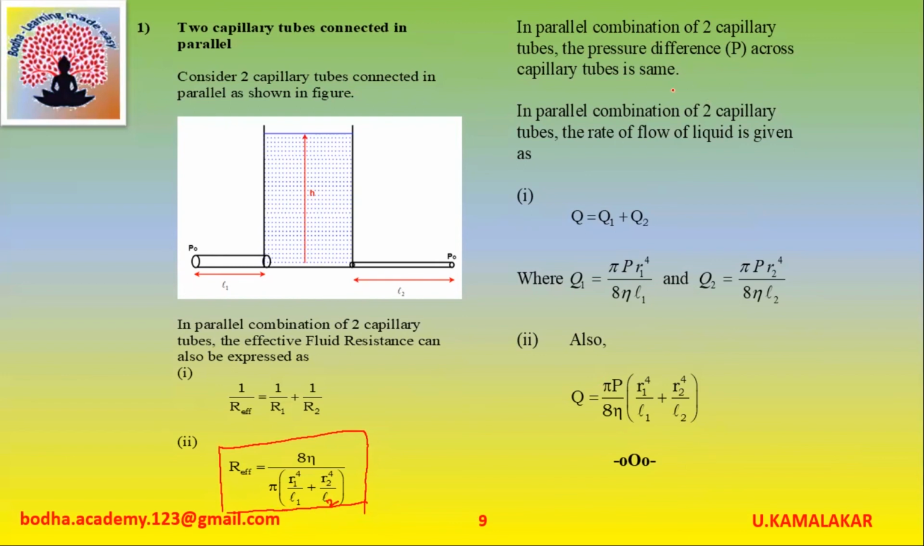In parallel combination of two capillary tubes, the pressure difference across capillary tubes is same. In parallel combination of two capillary tubes, the rate of flow of liquid is given as Q is equal to Q1 plus Q2, where Q1 is equal to pi P R1 to the power of 4 by 8 eta L1 and Q2 is equal to pi P R2 to the power of 4 by 8 eta L2. Also, the rate of flow of liquid Q is given as pi P by 8 eta whole thing into R1 to the power of 4 by L1 plus R2 to the power of 4 by L2.